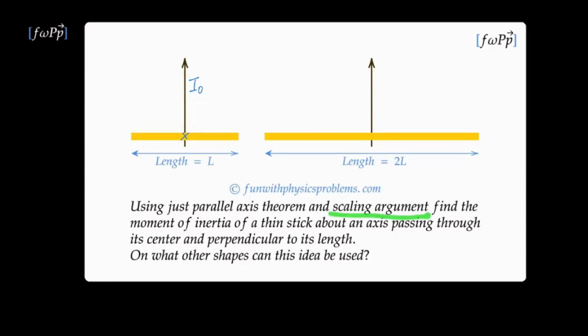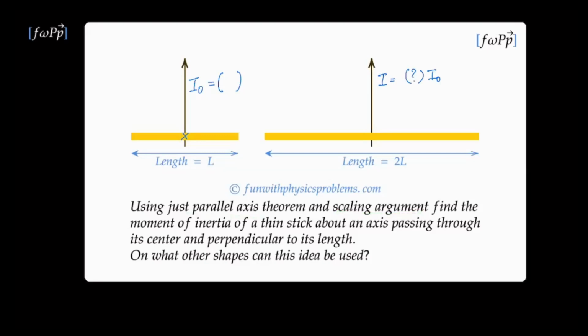What is that? If you figure out what this moment of inertia depends on using dimension analysis, ask what would happen to the moment of inertia if the length of this stick was to be doubled. Then this moment of inertia would be some number times I naught. If you figure this number out, that is one part of the problem, and that is using the scaling argument.